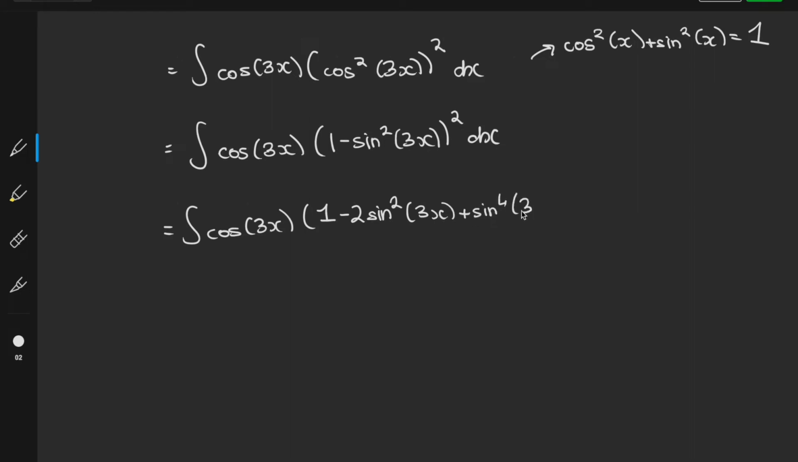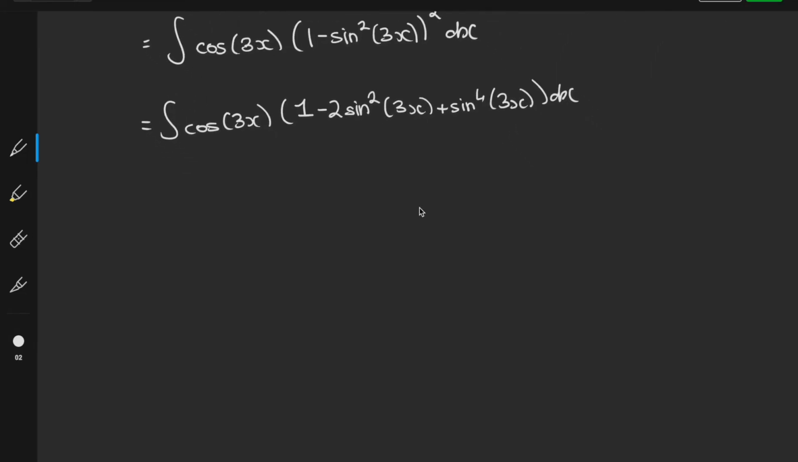Now, it might not look like we've made this much simpler, but once we expand this out, it will actually become considerably easier.